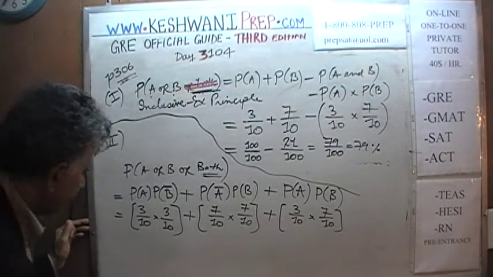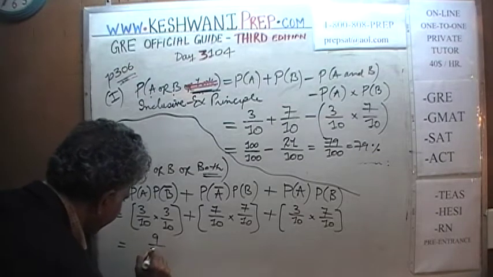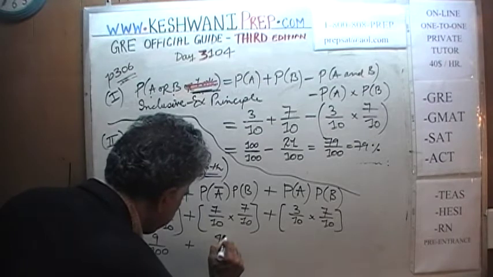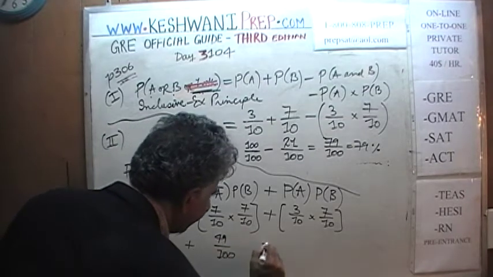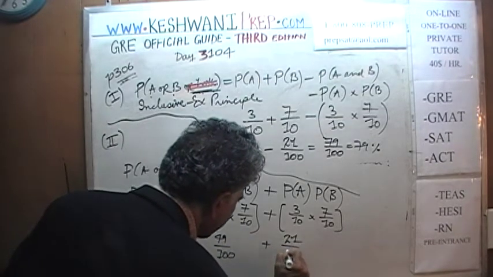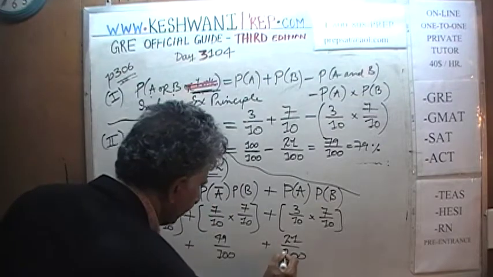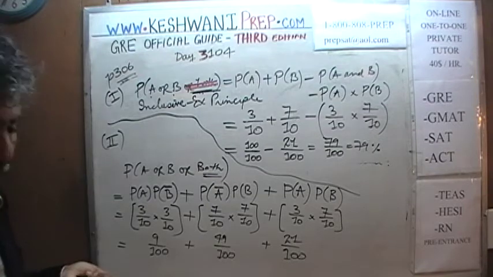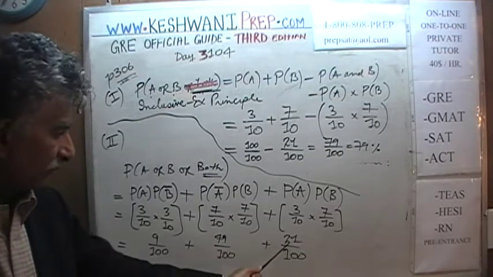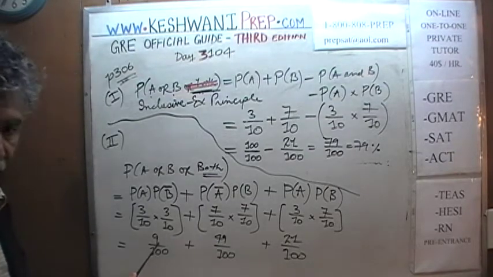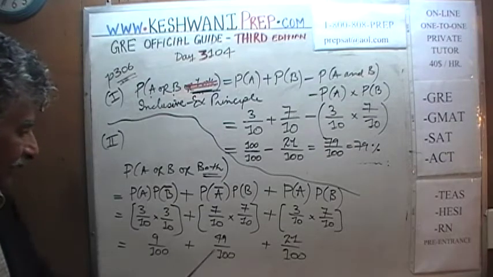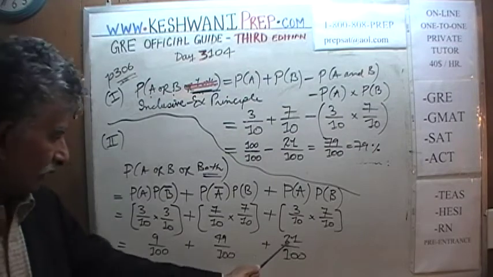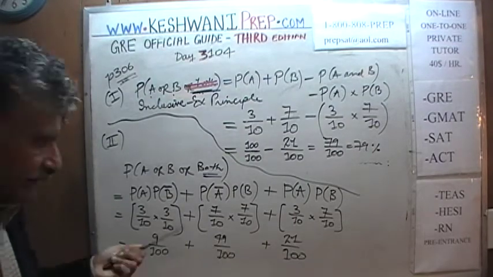So that's just 9 out of 100. And that's 49 out of 100. And that's simply 21 out of 100. 21 out of 100. Let's add them up. We can do it orally, we don't have to write it out. There's not really much to do. It's very simple. 21 plus 9 is 30. 30 plus 50 would have been 80, but we don't have 50, we have 49. Therefore, 30 plus 49 is 79.